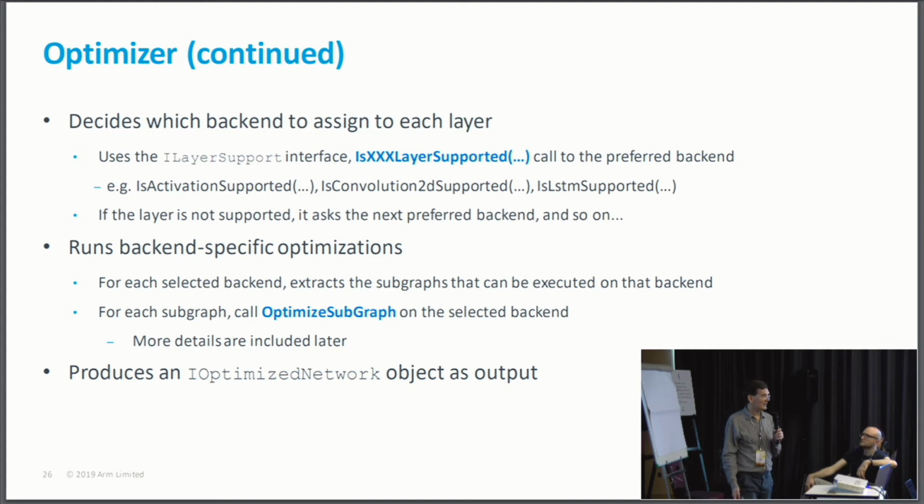We then have to run some backend specific optimizations. Arm NN can't obviously understand the backend specific optimizations for custom backends, so the backend itself has to actually support this, and we have an interface to the backend using an optimize subgraph method provided by the backend to actually do this, and there'll be more details on this later. The output from the optimizer is an optimized network object.